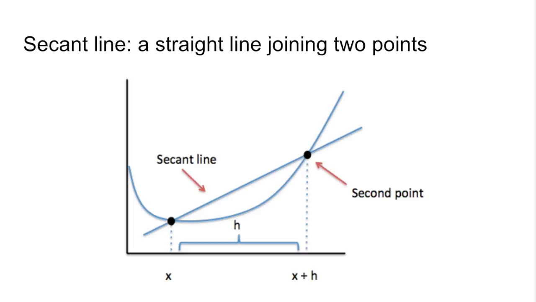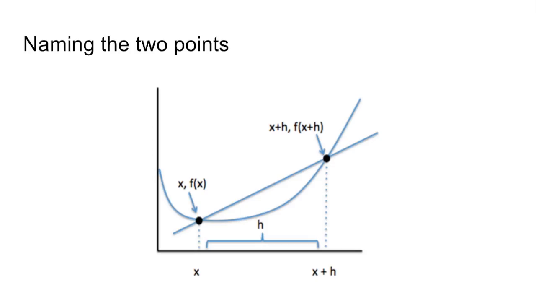Let's call the second point x plus h, because the second point is h distance away from x. The first point is at coordinates x, f of x. The second point is at coordinates x plus h, f of x plus h.